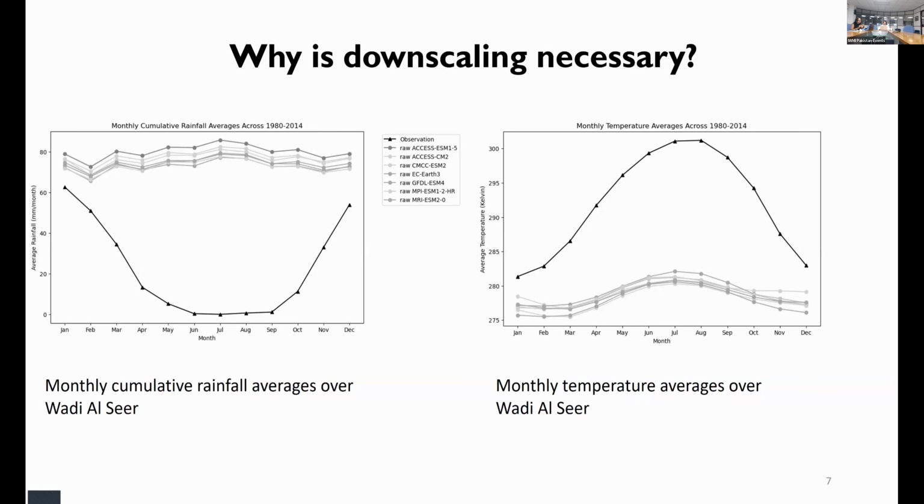This mismatch is problematic because it means that any decisions based on raw GCM outputs would be highly misleading. For instance, if we were evaluating nature-based solutions such as reforestation or watershed management in complex terrain, like Wadi Sir, for example, the models would not capture the critical local variations that affect slope, soil type, and elevation. So without downscaling, we would risk implementing solutions that are not well adapted to the real-world conditions of these basins.